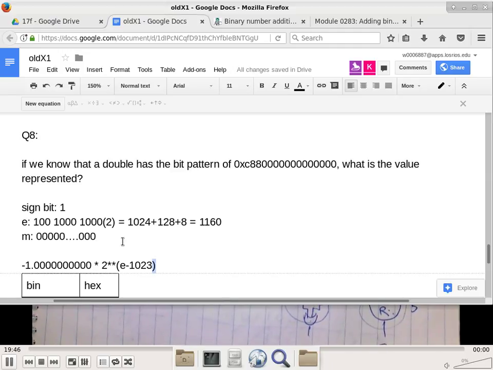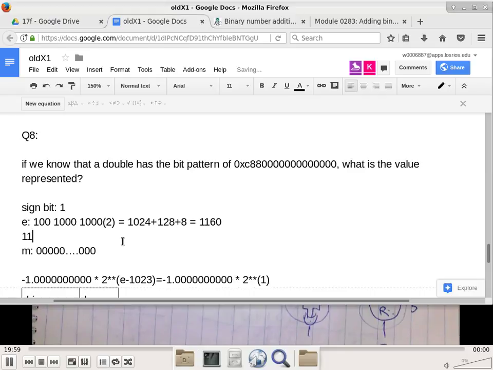So once you know that, I'm not gonna erase this. Instead, I'll just copy and paste it. So this number becomes 1. Oh, but we have to subtract 1023 from this too. So 1160 minus 1023 is, we got a 7 and a 3, 37, right? 137. Yep. So it's basically 2 to the power of 137.